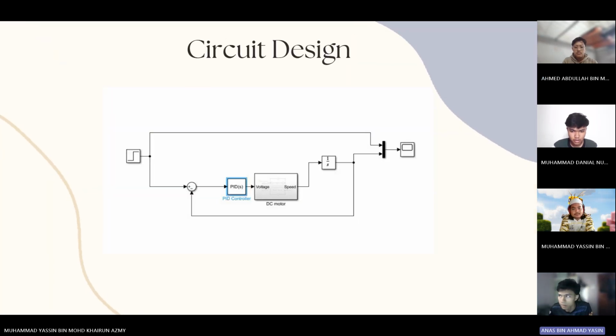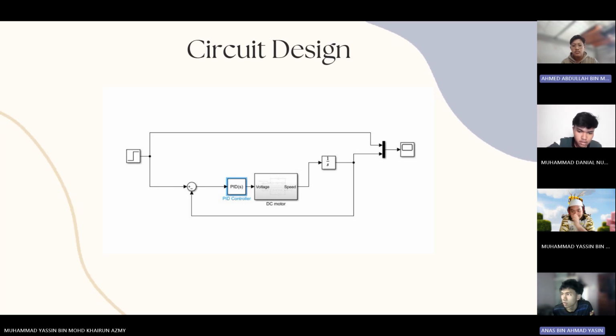So this is our circuit design, and this Simulink model represents a closed-loop PID control system for a DC motor, designed to regulate the position of the motor shaft based on a reference input. So let's walk through the system step by step. First, on the left, we begin with a step input block. This represents the desired position that we want the motor to achieve.